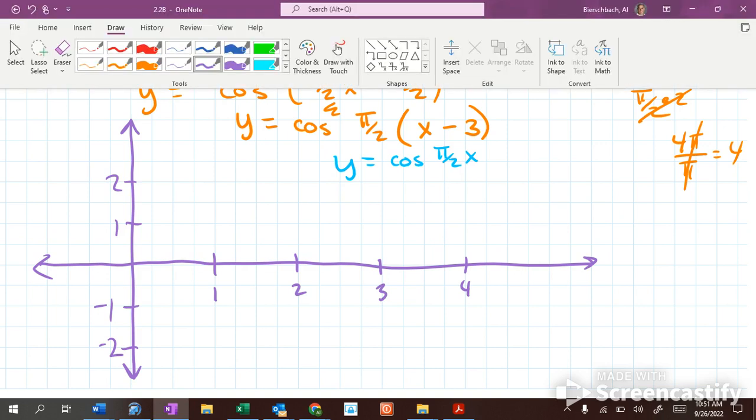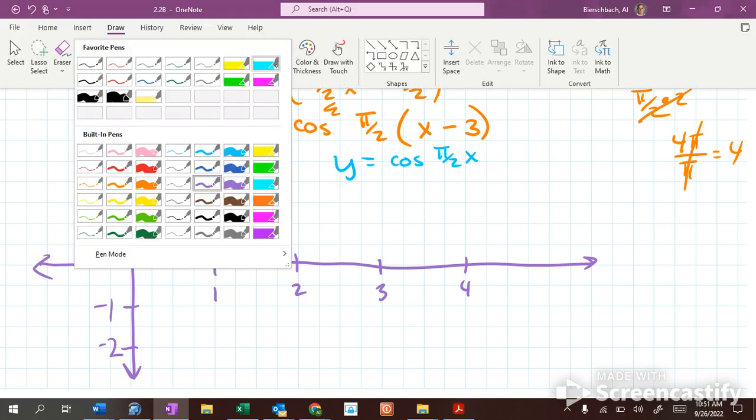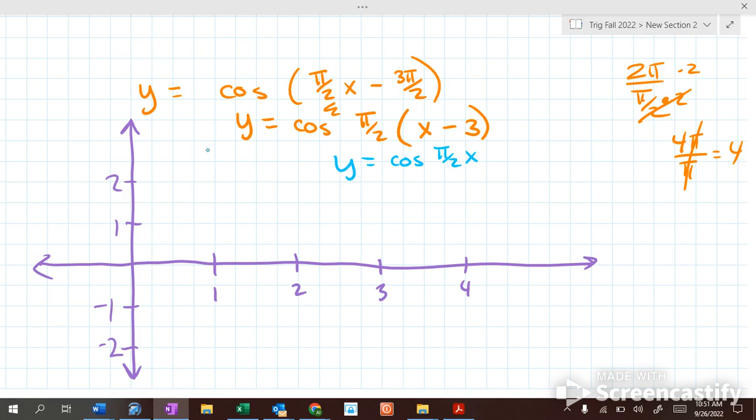Now, where do you think I should start when I'm graphing y equals cosine of pi over 2x? Where do you think I start with the cosine? Where have we started every other single cosine? 0, 1, right? Okay. My period's going to be 4, so I should finish up in 4, right?